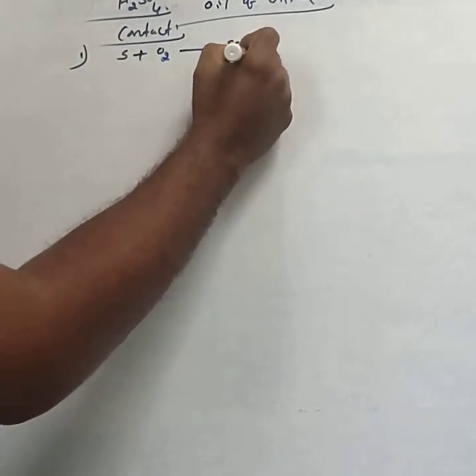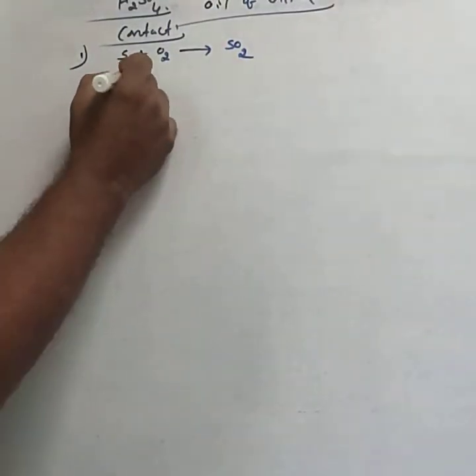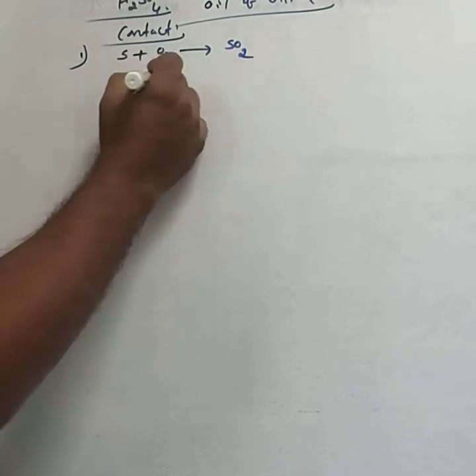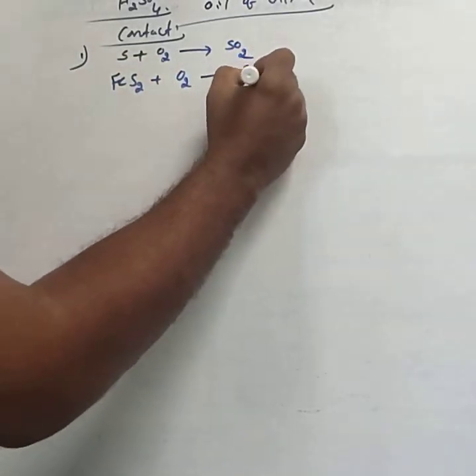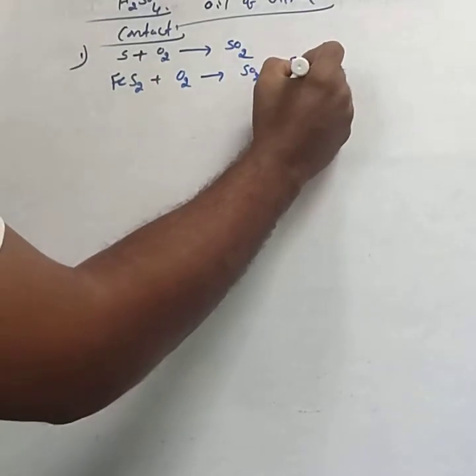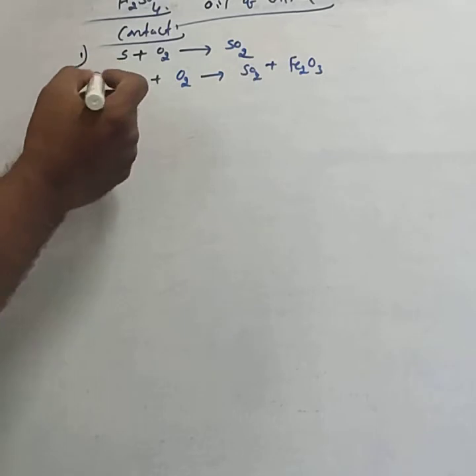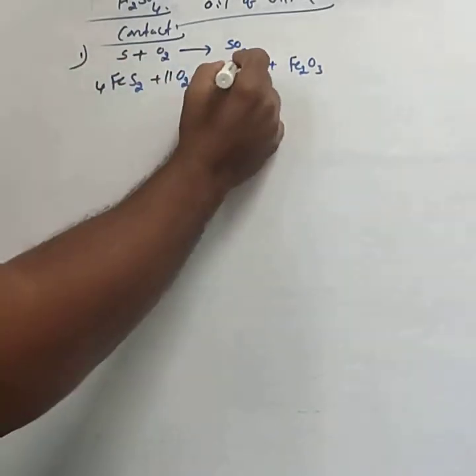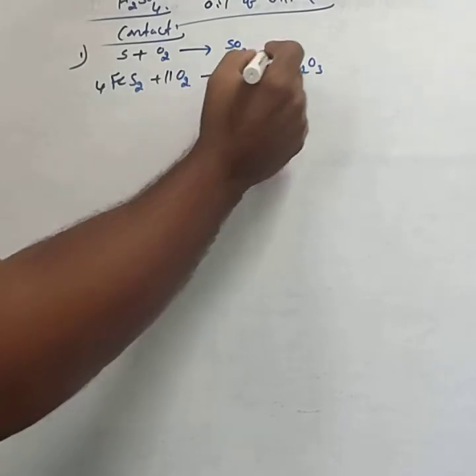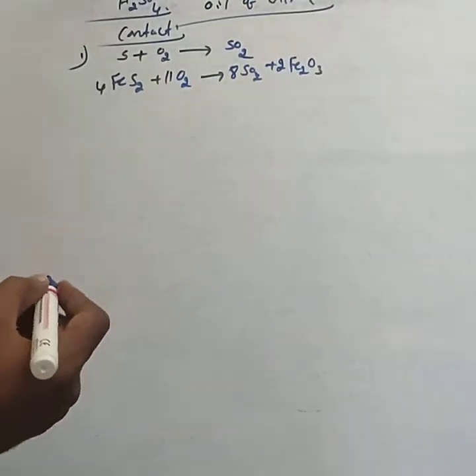Burning sulfur in air forms SO2, or by roasting iron pyrite, FeS2 plus O2, that gives SO2 plus Fe2O3. By burning sulfur or by roasting iron pyrite, that is 4 FeS2 and 11 O2 gives 8 SO2 and 2 Fe2O3. This is the first step, formation of sulfur dioxide.